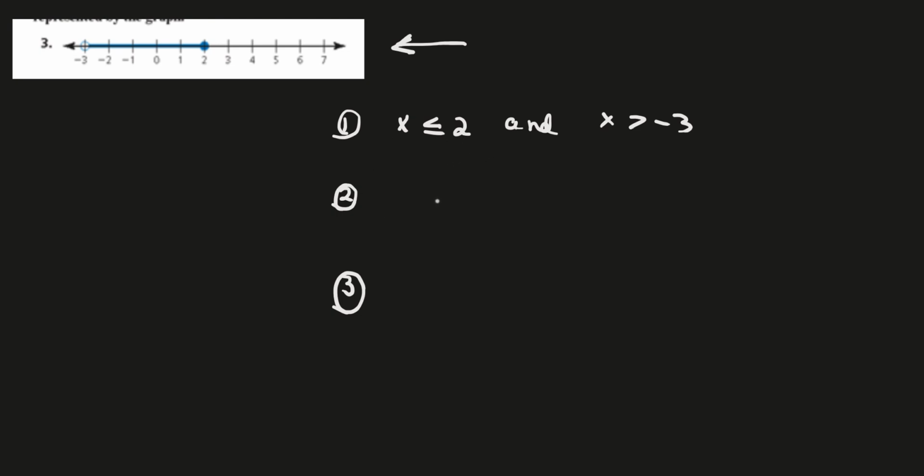Now, another way you can express this compound inequality is by combining these 2 things. So I'm going to put the 2 first. So 2 is greater than or equal to x, which is x is less than or equal to 2, and then x is greater than negative 3. This is one way. Another way is like this. I just flipped it around, right? I flipped it around. It's like a mirror image.